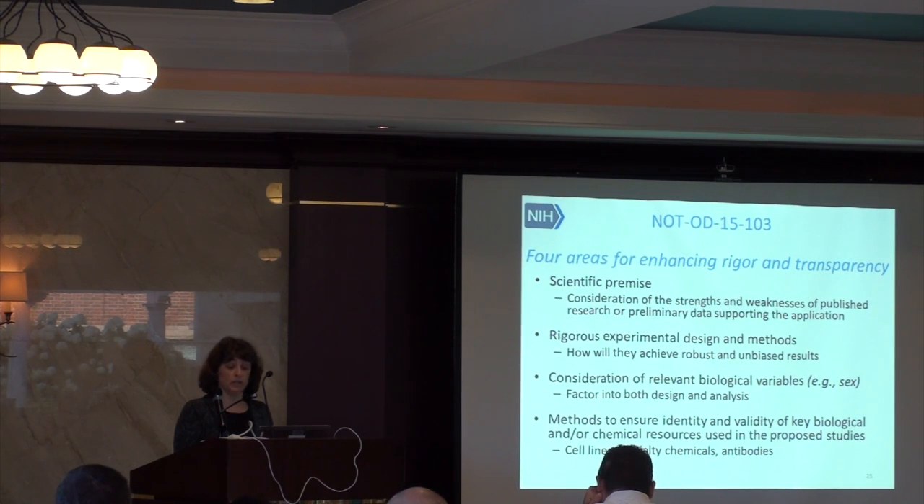There should be consideration of relevant biological variables such as sex, and this should be included within the design as well as the analysis. And this applies again to both the preclinical as well as the clinical research. And then also there need to be methods to make sure that the biological compounds and the chemical resources that are being used are valid and can be identified, and these apply to things like cell lines and antibodies.